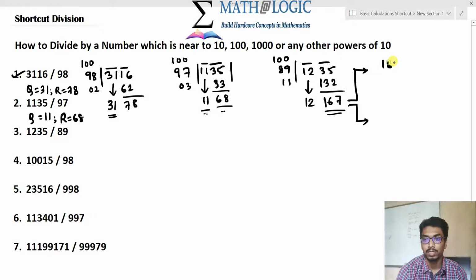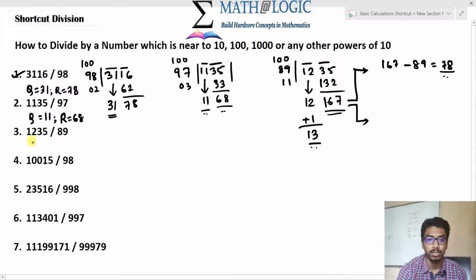See, 167 minus 89, how much? It is 8, it is 7. Clear? And how many times you have subtracted? Only one time. So that means you have to add just 1 over here and 13. So in this case 13 is the quotient and remainder is 78. If you have continued with division, then 167 is further to be divided by 89.